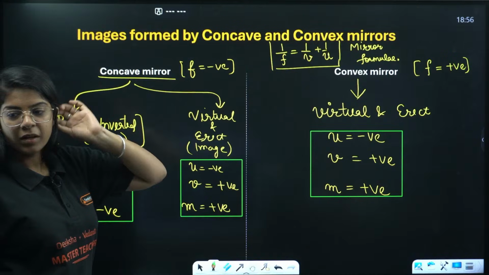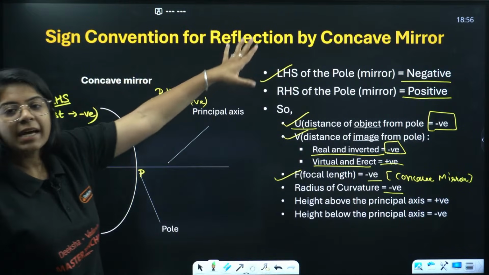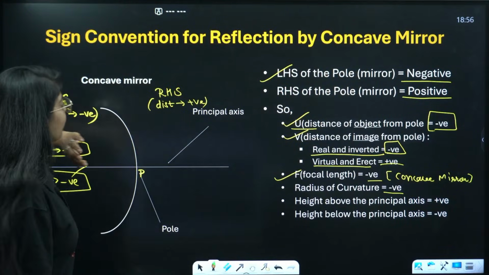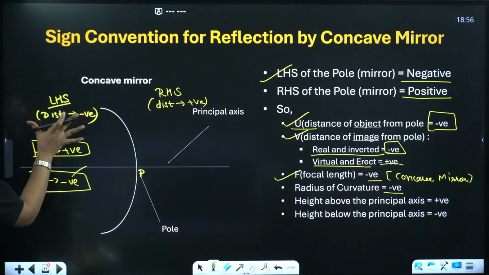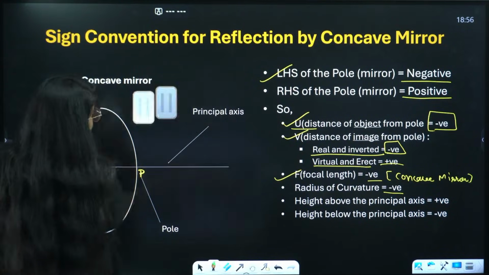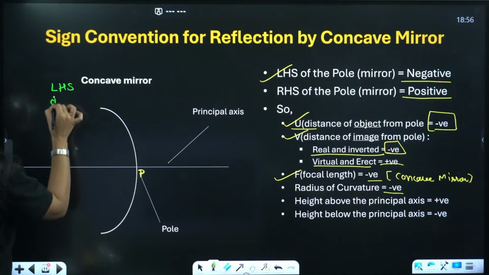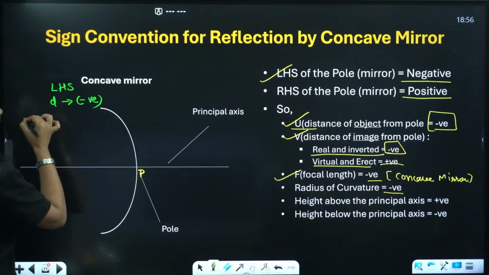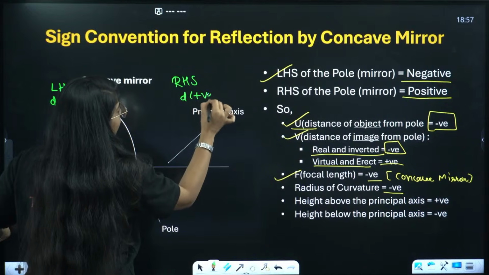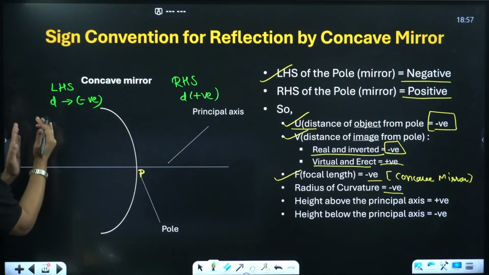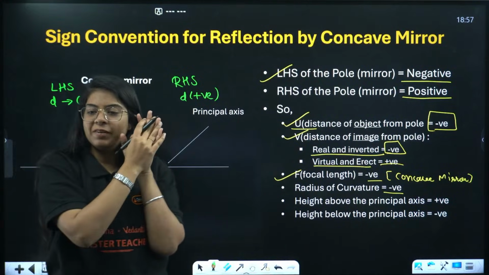Okay, first let's go to the sign conventions of the concave mirror. You have to remember 4 things. For distance, on the left hand side, distance is negative. Let me just erase it. See, this is your mirror. On the left hand side of the mirror, distance is always negative. On the right hand side, distance is always positive. That means if your image is on the left hand side, it will be minus v. If the image is on the right hand side, distance will be plus v.